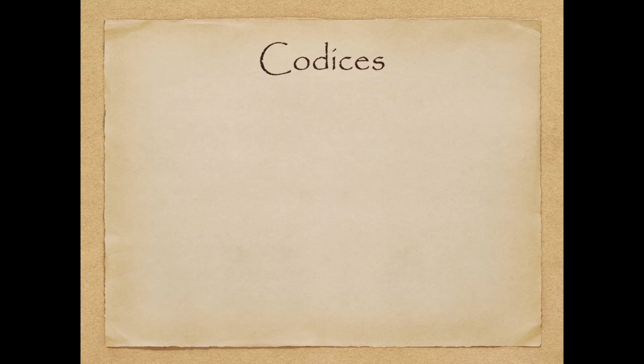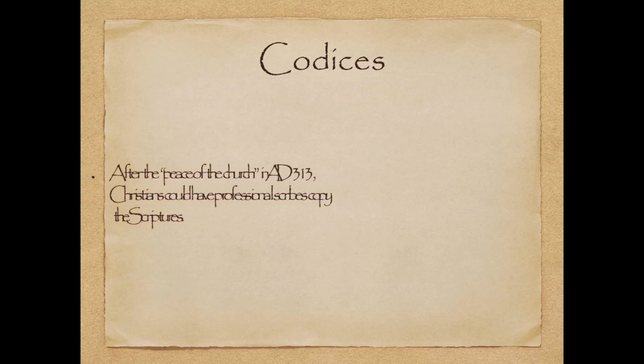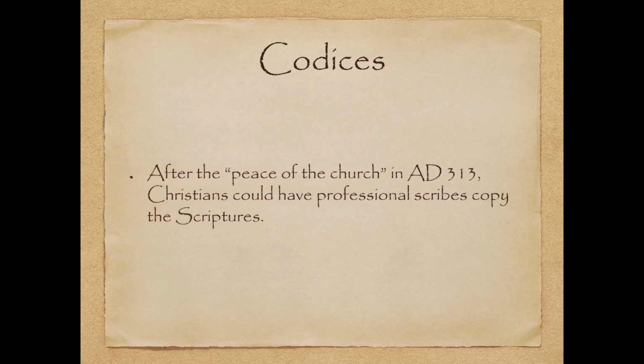Now, let's go into different codices. After the Peace of the Church in AD 313, and the Peace of the Church was when Emperor Constantine allowed Christianity and they weren't persecuted anymore, Christians could have professional scribes copy the scriptures.